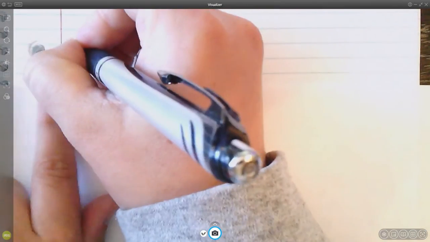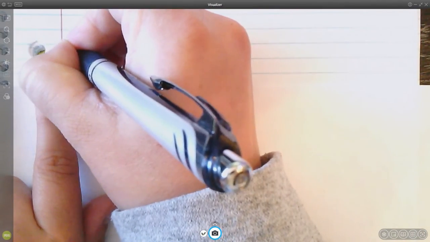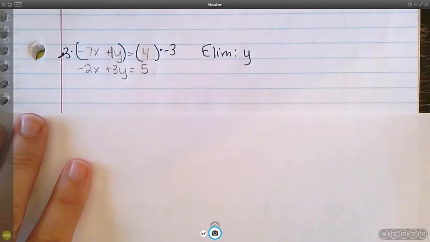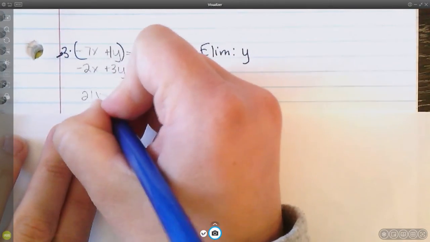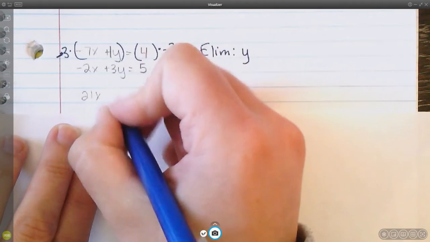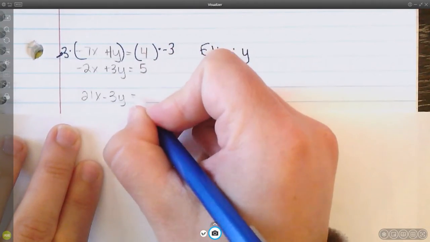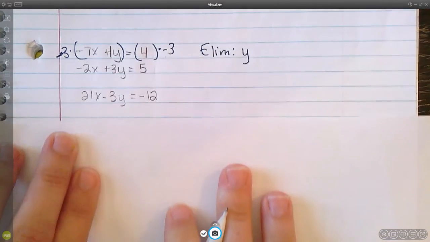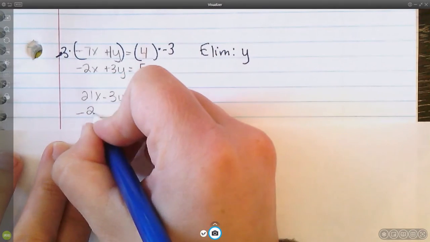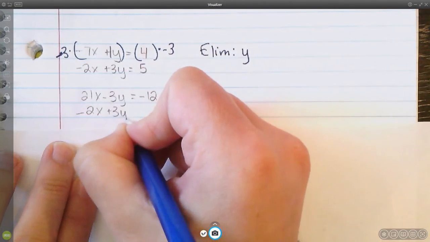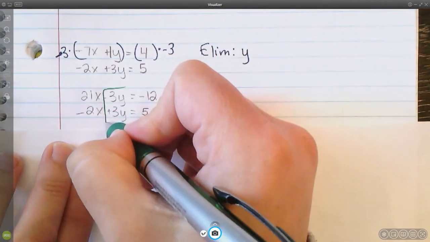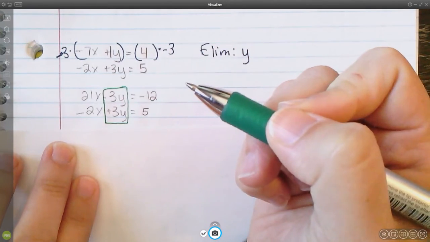So times negative 3, negative 3 times this. So when we do that, we'll distribute this negative 3. So we will get 21x. Negative 3 times 1y is negative 3y equals 4 times a negative 3, so that's negative 12. And then just rewrite the bottom one, so negative 2x plus 3y equals 5. And we have a positive 3 and a negative 3, so those will eliminate.